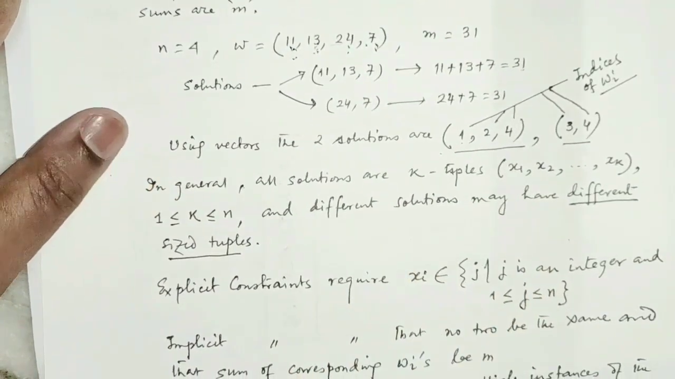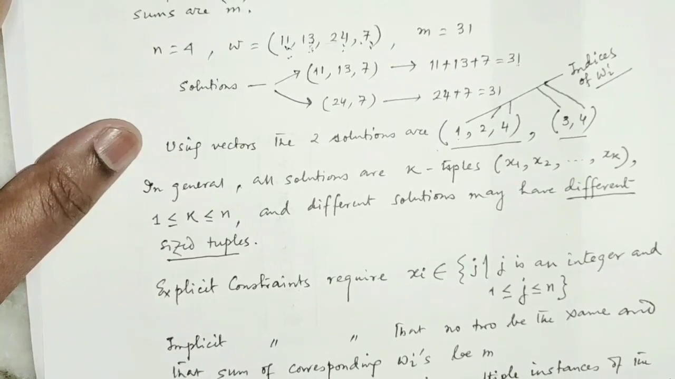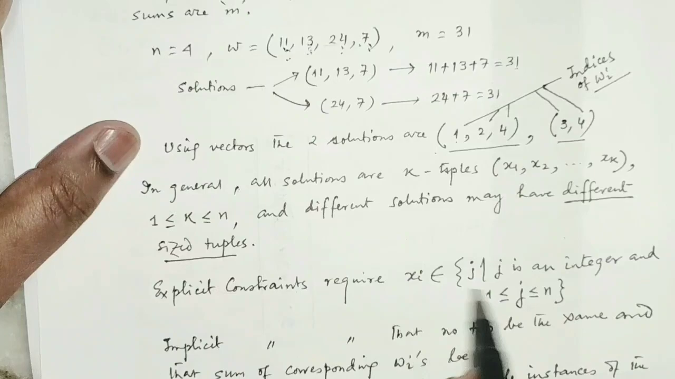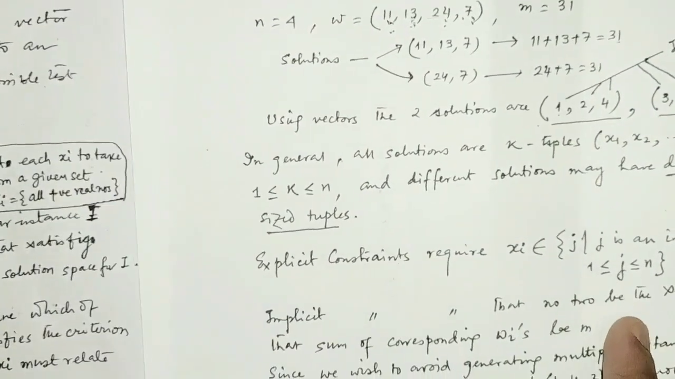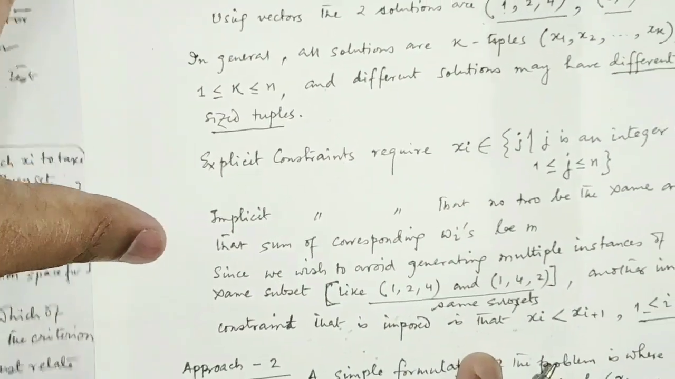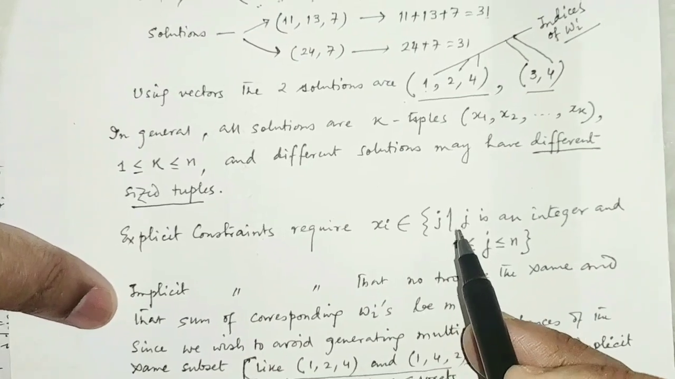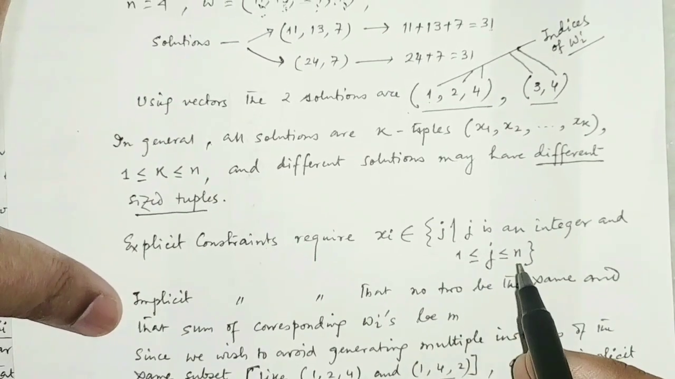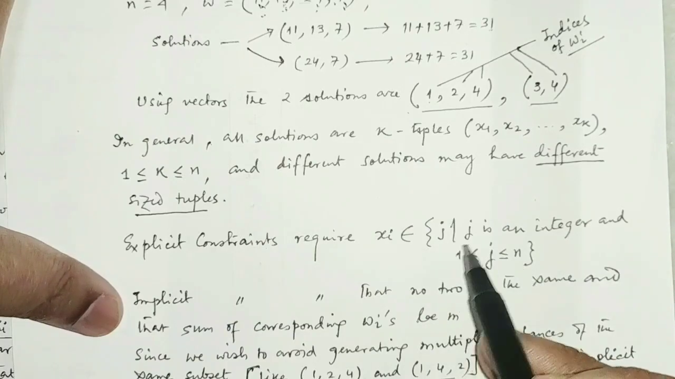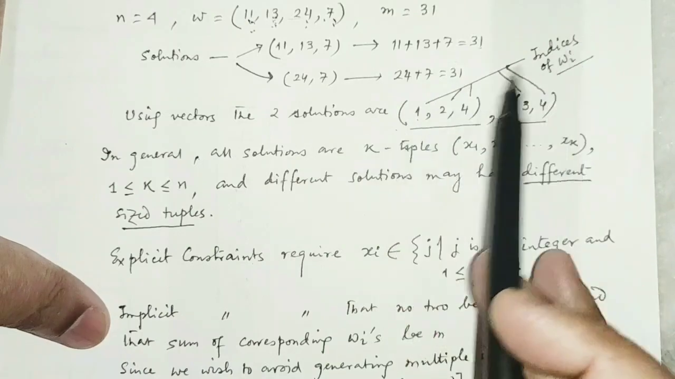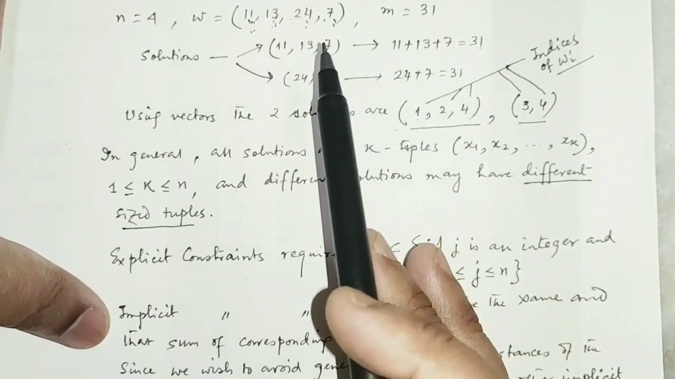So now to find out the implicit and explicit constraints. First, explicit constraints require xi, that means the rules that restrict each xi to take on values only from a given set. That means xi is nothing but the integer j, j is an integer and j varies from 1 to n: 1, 2, 3, 4. And here the solution is expressed in terms of the vectors which satisfy the problem.